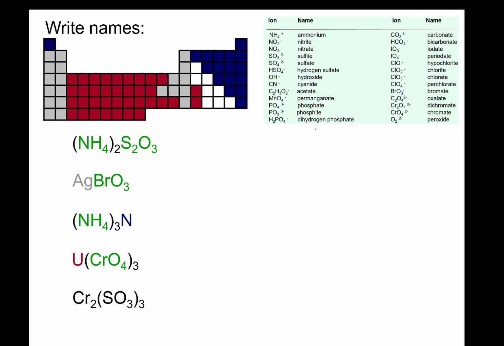So our first example, (NH4)2S2O3. We know NH4 is our ammonium polyatomic ion. S2O3 is not on our table, but that's thiosulfate. That was on a prior table. When you were given a list of polyatomic ions that you had to memorize, you were also given a list of the ones that would be given to you. On that list was thiosulfate.